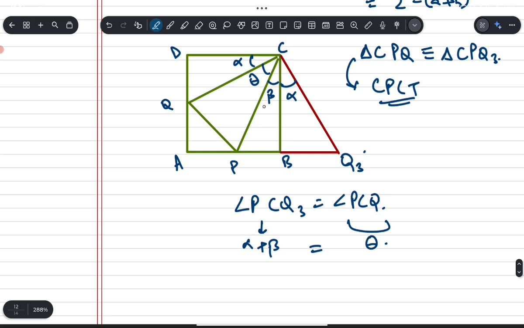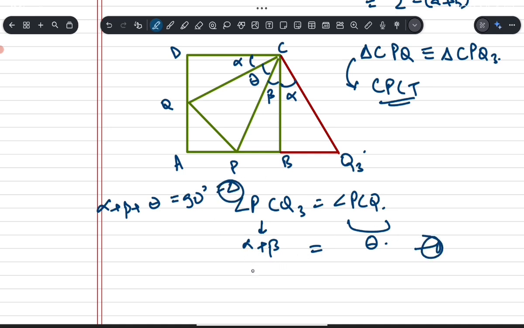Notice from the square that alpha plus beta plus theta is what? 90 degrees. Now these two equations we have, from these two, what can we say? We can put theta in place of alpha plus beta. So we have 2 theta equals 90 degrees and theta to be 45. That's our answer.